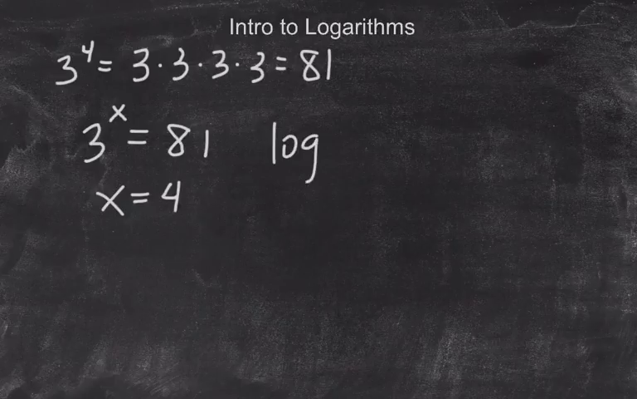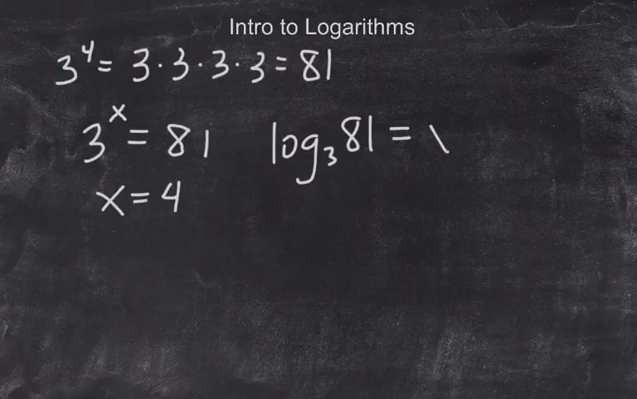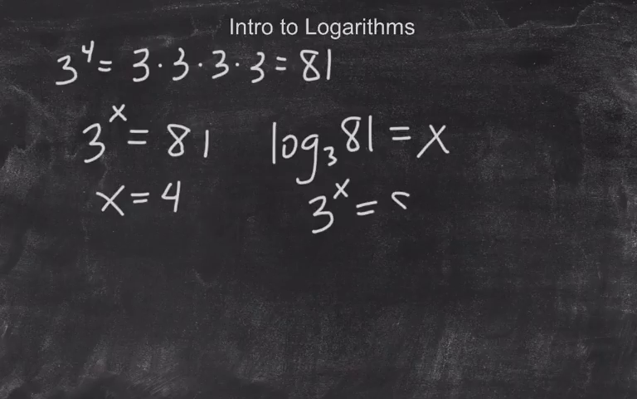So log base 3 of 81 equals x means the same exact thing as 3 to the power of x equals 81. So now that we know how to interpret the log notation, we can practice a little bit.